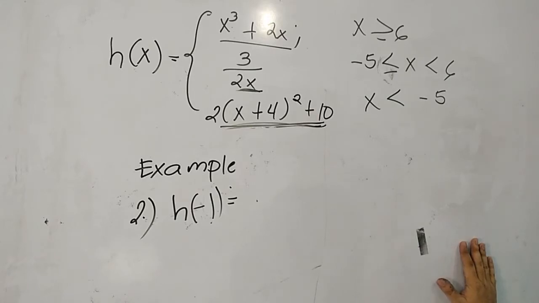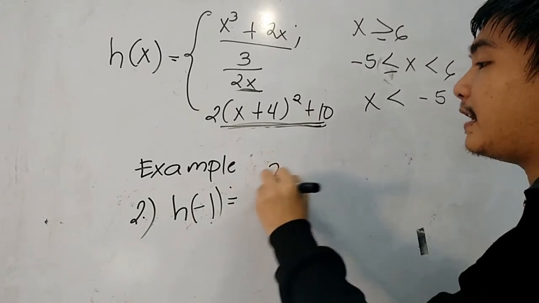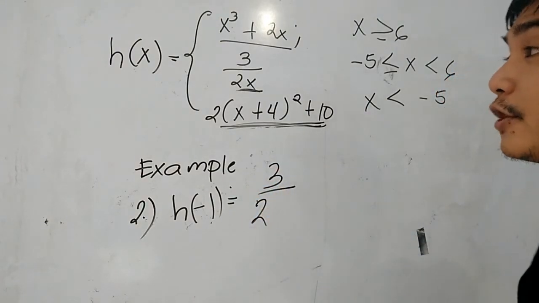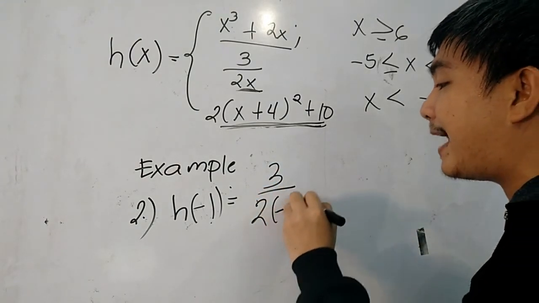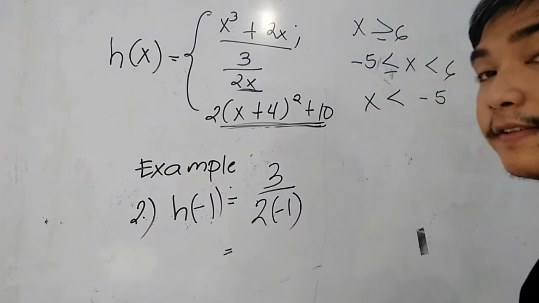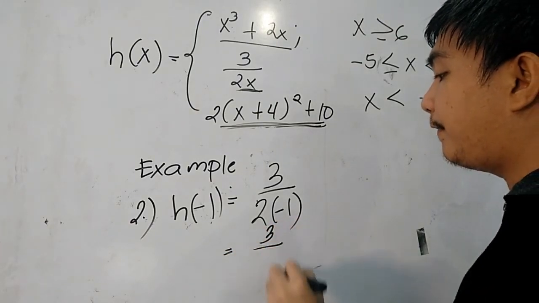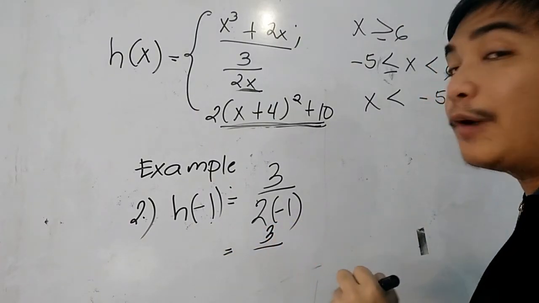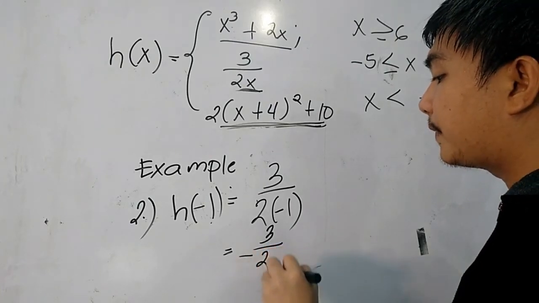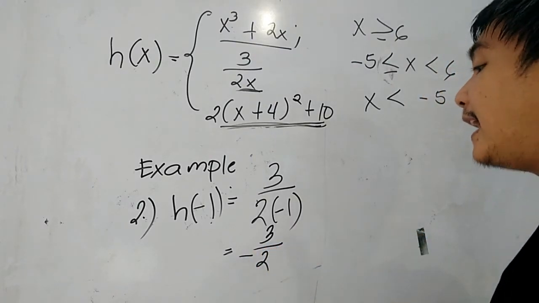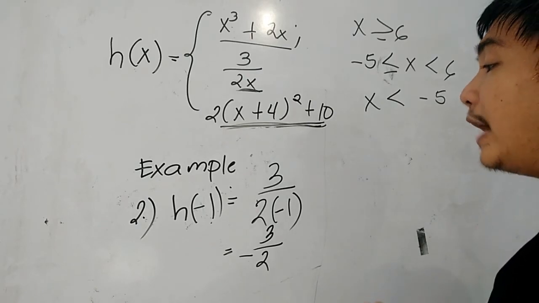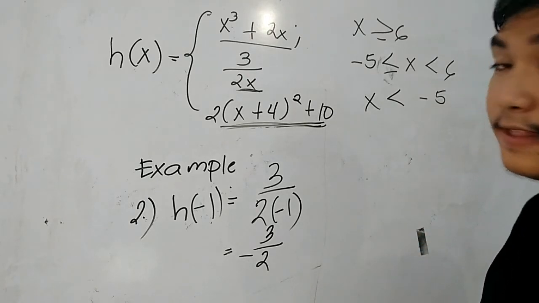So ang i-evaluate natin function is 3 over 2x. So let's solve. So we have 3 over 2 and then same procedure, palitan yung x ng negative 1 naman. And then solve the denominator. So we have 3 over 2 times negative 1, that is negative 2. Since positive times negative is negative and then 2 times 1 is 2, then we have negative 2.